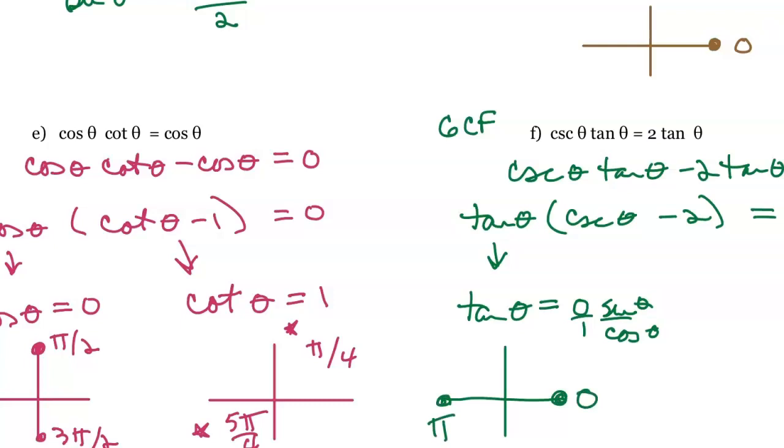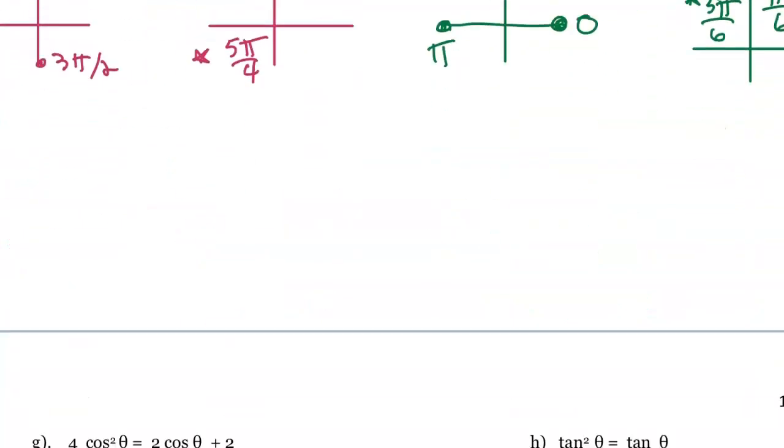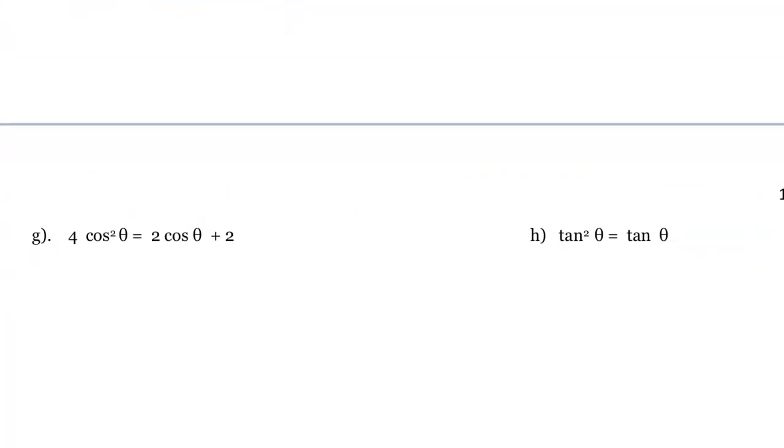Set the second factor equal to 0, and you get cosecant theta equals 2. Well, you know that cosecant and sine theta are reciprocals. Flip that puppy over. Okay, there's going to be two places where sine is equal to positive 1/2. One of them is here. One of them is here. Look on the unit circle, and you're going to grab pi over 6 and 5 pi over 6. Okay, let's keep going. And I have G. So going to G, I have the following.